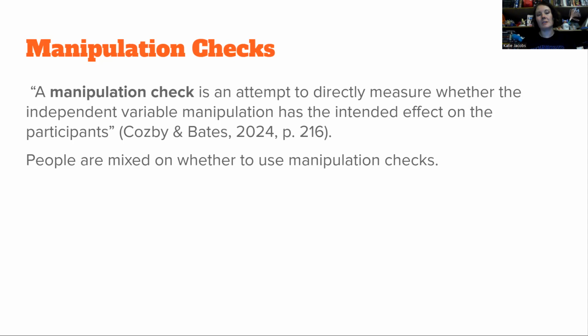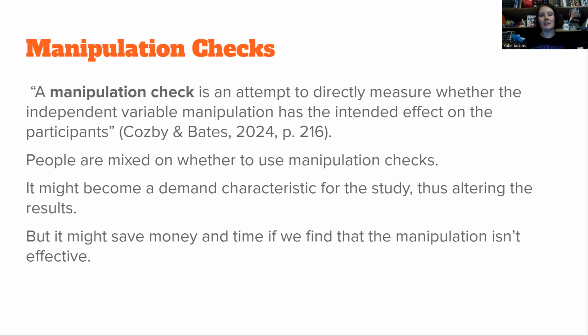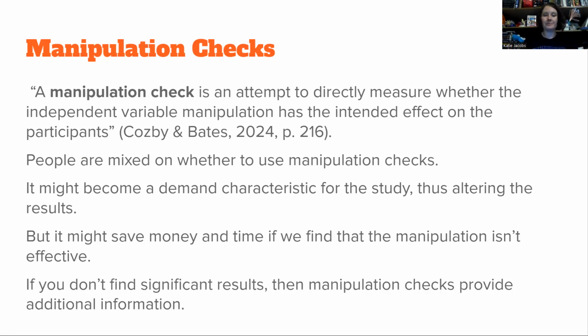So scientists are kind of mixed on whether to use manipulation checks or not. Some scientists think that this could become a demand characteristic for the study and then alter the results. So if you ask people, do you think they're attractive, or rate their attractiveness? Well, then, oh, we're looking at attractiveness in the study. But it also could save money and time if the manipulation actually isn't effective before you do anything major with it. And also if you don't find significant results, then manipulation checks can provide additional information, like were they strong manipulations? Were they accurate?